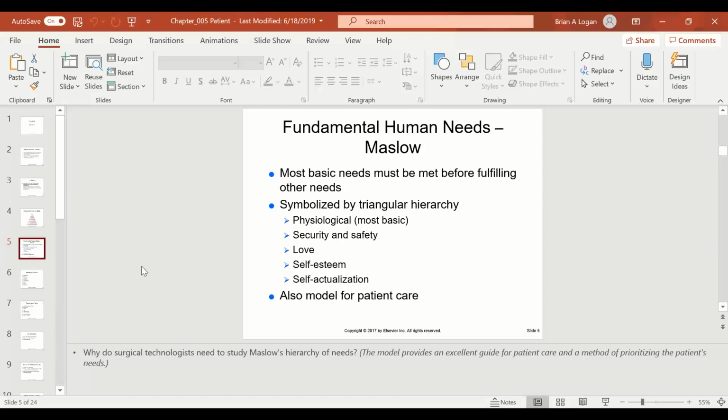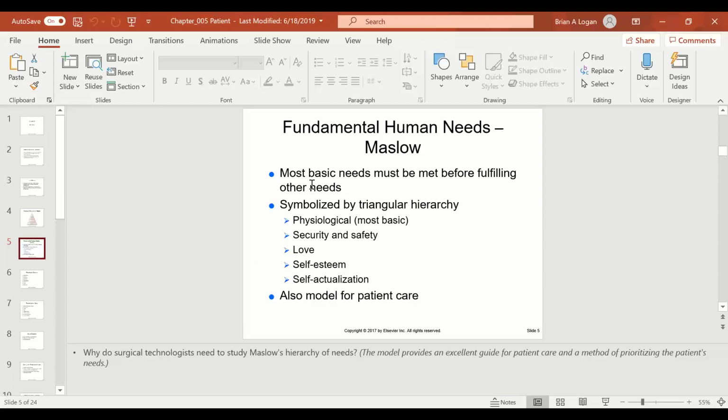If you're hungry or tired or sick, that physiological layer, then you're more concerned with getting that taken care of for yourself before you're thinking about your own security and safety or love or your self-esteem. That's what you're most concerned with first. So you have to take care of that first.